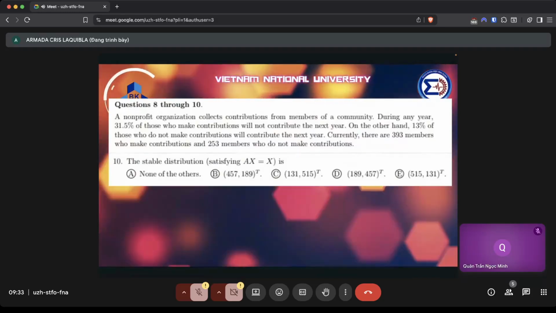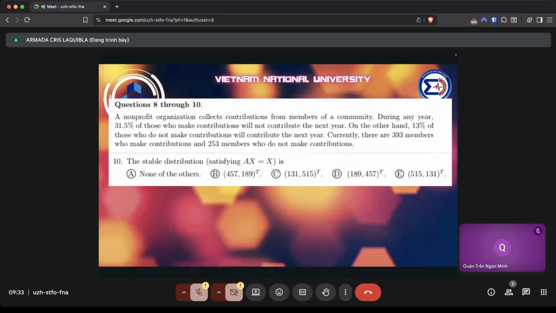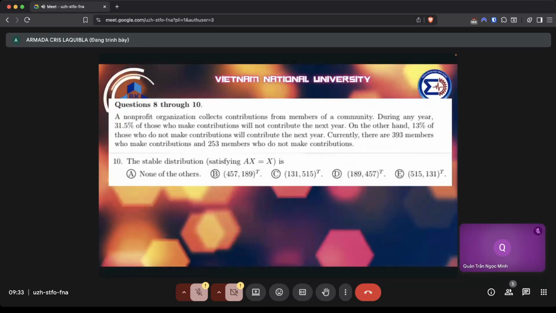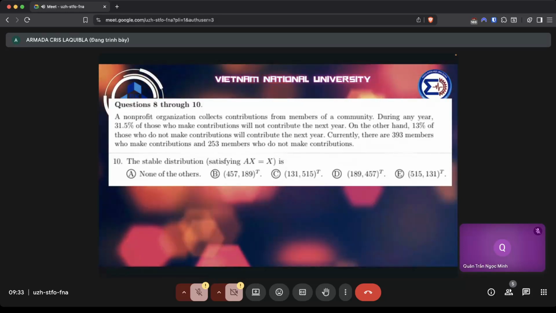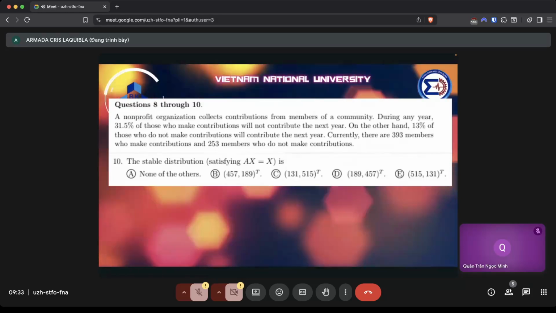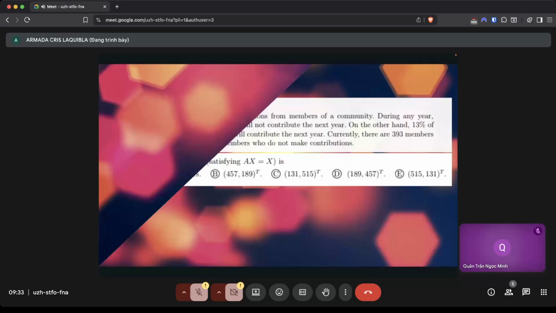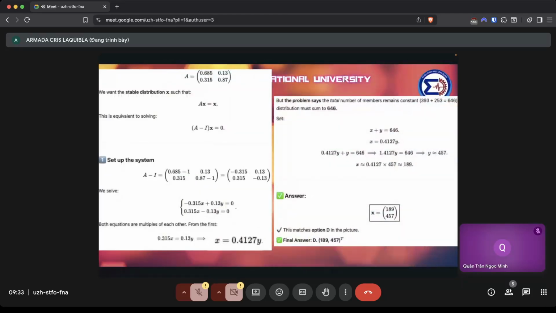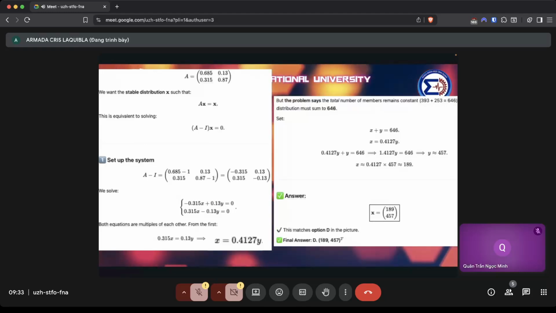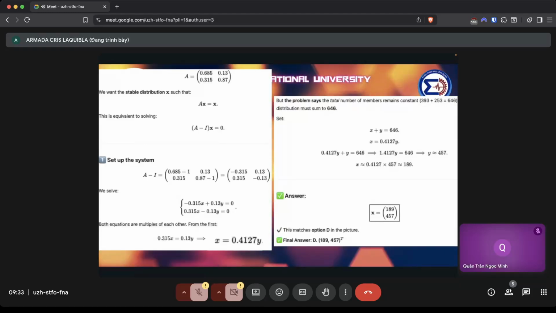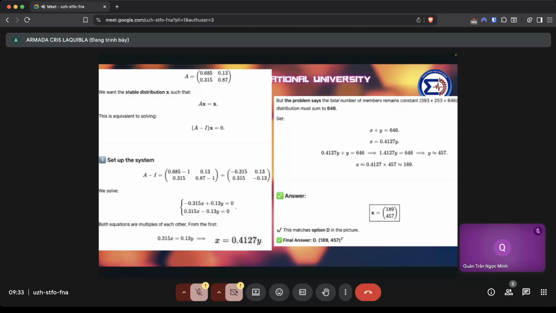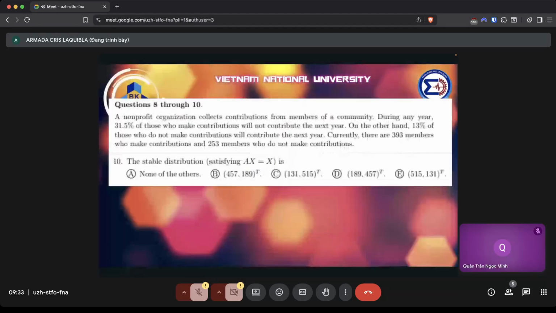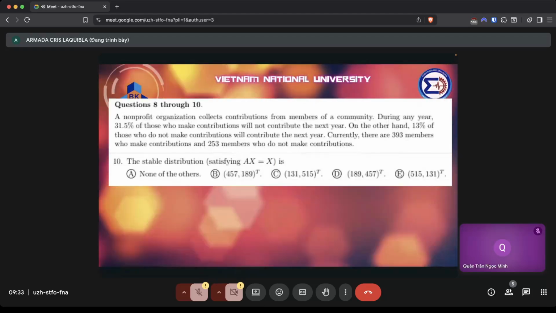Find the stable distribution satisfying Ax equals x. This one, class, is finding the stable distribution, and it's not there in the slides, so it's better if you know how to do this. A stable distribution means you solve Ax equals x for the x value. Actually, that's what was missing there. Stable distribution, just find the x.